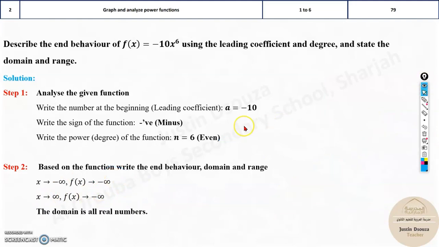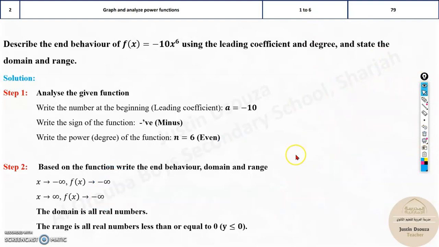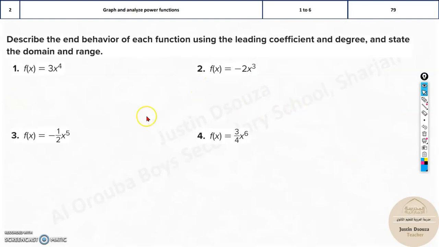That's it. And then over here, domain, it's all real numbers, but the range, as we just saw over here, is all numbers less than or equal to 0. Why? Because there is no part of the graph that's going upwards. So this is the thing about parabola. This would be the graph, basic of the graph. Now you can see all the values are below. Now we will see some more functions.